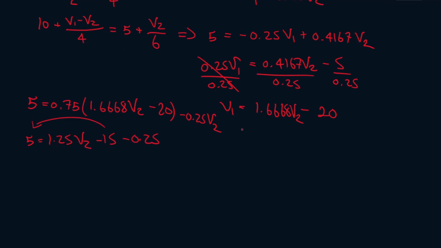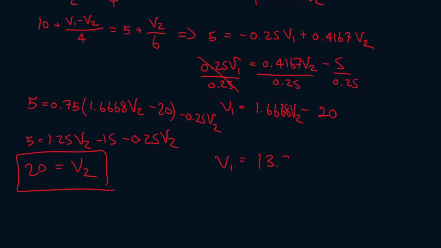Let's bring the 15 to the other side, so it'll be 20 here. This will end 1.25 V2 minus 0.25 V2. Sorry, I forgot the V2. That'll just be V2. So we already know what V2 is. We can find V1. So it'll be 1.6668 times 20 minus 20, and that gives us 13.336 volts. And these are your two answers.